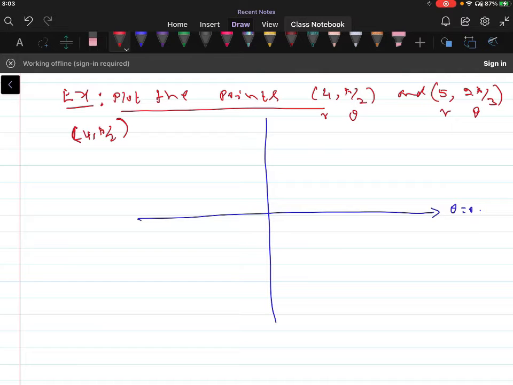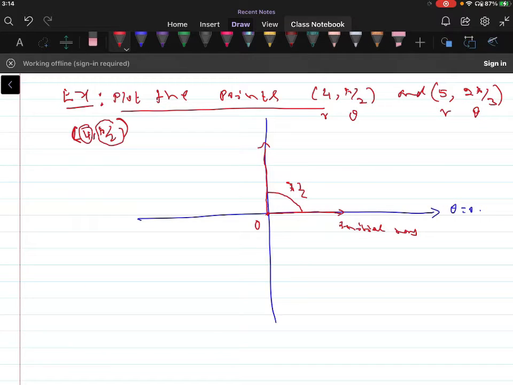Let us sketch the initial ray, which is the x-axis, theta equal to 0, from the origin. This is the initial ray, and this is the point of origin. Draw a ray from the origin that makes an angle pi by 2 in the anticlockwise direction. So this is the angle pi by 2. From the origin, draw the ray theta equal to pi by 2 with the initial ray.